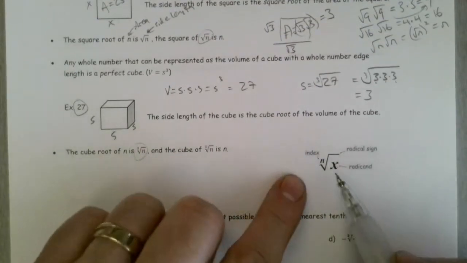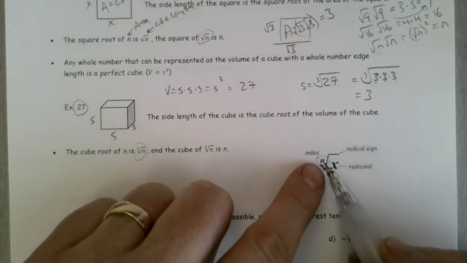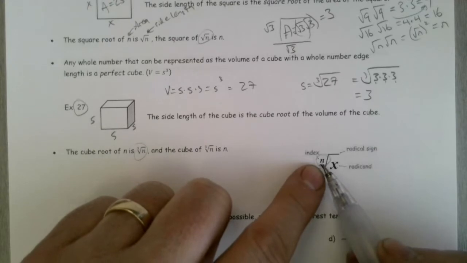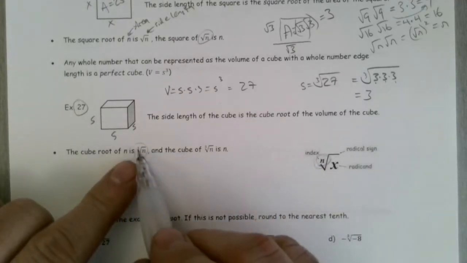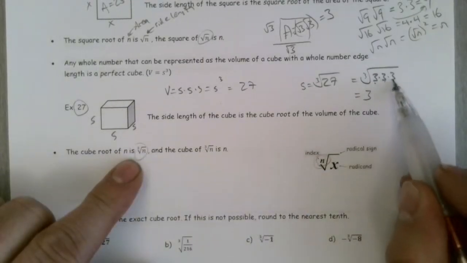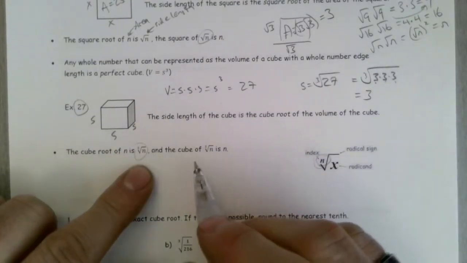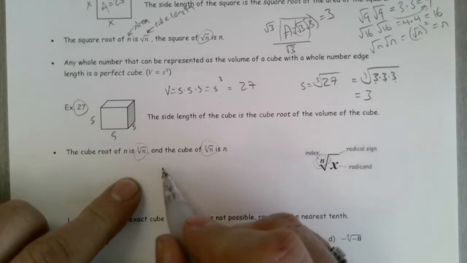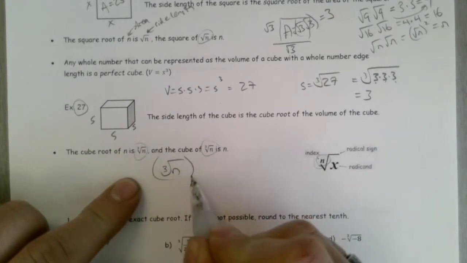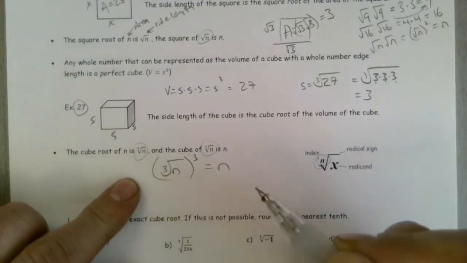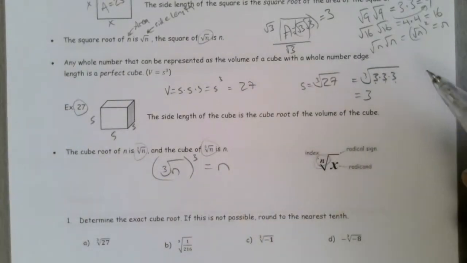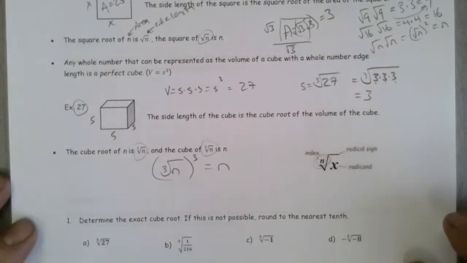We're going to call that our root index, the number that you throw there. And it's saying how many times am I using this particular number as a factor. So if I have a 3 there, I'm looking for 3 factors there. And at the same time, if I take the cube root of n and cube that number, my answer will be n, just like it was when I squared a square root.